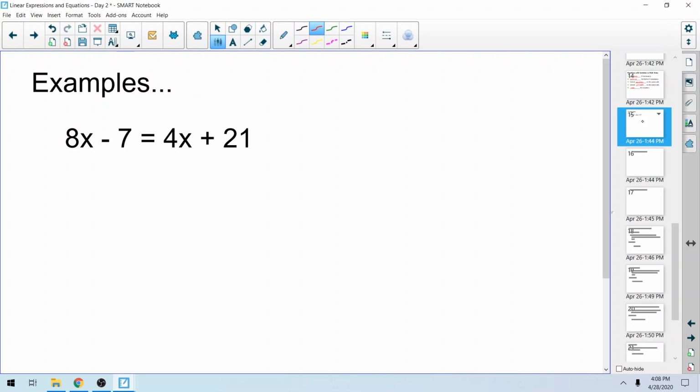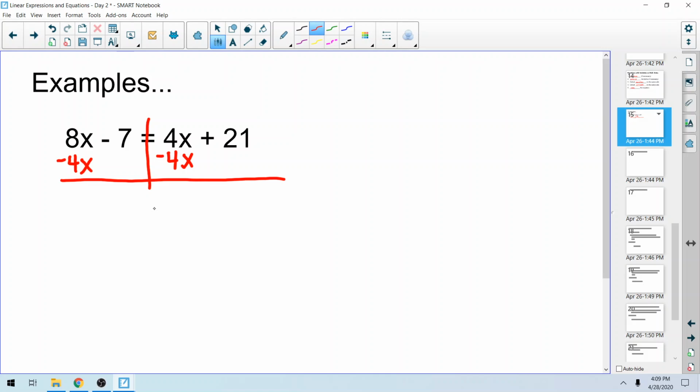Example 1, distribute if necessary. I don't see anything to distribute. Combine like terms. If I'm looking at both sides of my equation, on the left I have an x and a 7, can't combine. On the right I have an x and a 21, can't combine. So next I have to get all my variables to one side and all my numbers to the other. So I'm going to take my 4x, which is positive, and I'm going to subtract it to my other side of the equation.